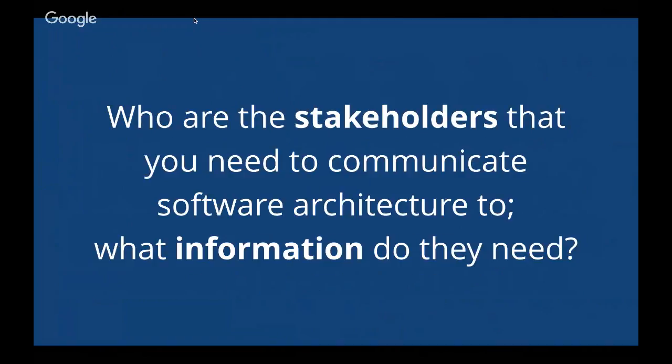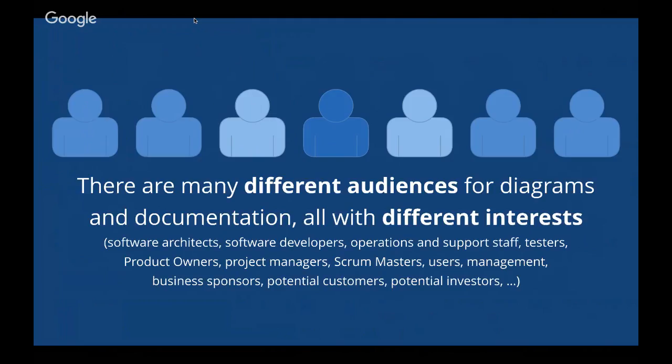So in order to answer this question and present some solutions, we need to step back a couple of steps. And I guess first of all, we need to figure out, well, who are the stakeholders that we need to communicate to? And also, what information do they need? It turns out there are lots and lots of different people in any organization who might want to know something about the software systems that you are building.